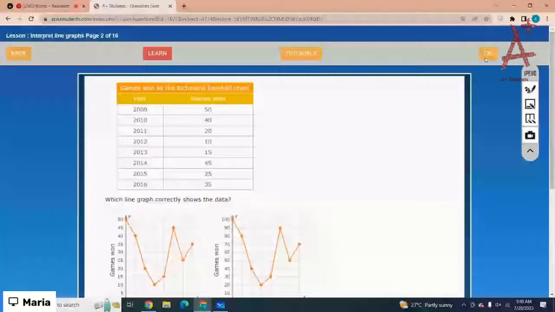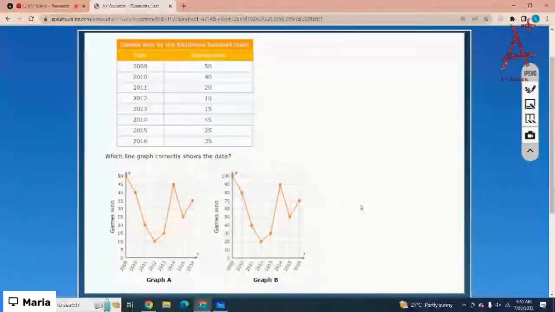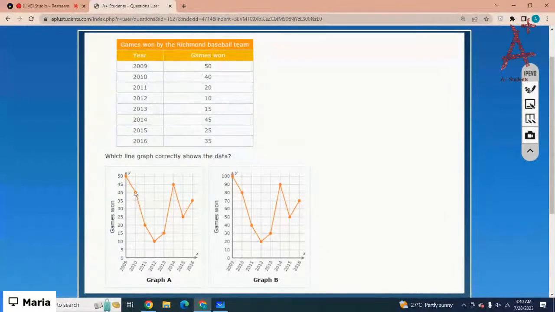Which line graph correctly shows the table? You are given a table, and you have to see which line graph correctly shows it. Okay, just look at the first one. For 2009, the value is 50. Just match it here, 2009 and 50. For 2010, it is 40. For 2011, that would be 20. For 2012, that would be 10. Just read values from the graph and match them with the table. Got it? That means the first graph is the correct one.